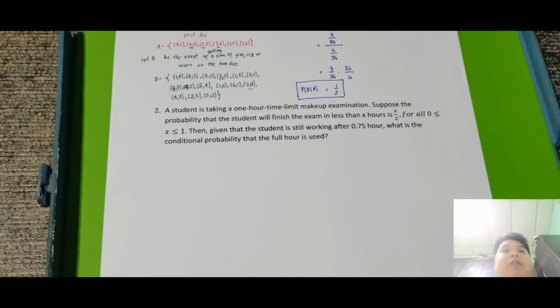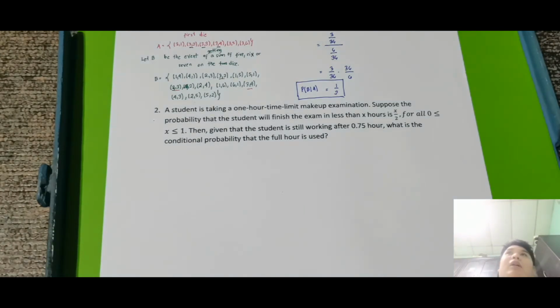Okay, so ngayon again meron lang siyang 1-hour time limit makeup examination. So within 1 hour lang niya dapat tapusin yung exam. Okay, suppose that the probability that Naldo or that the student will finish the exam in less than X hours is X over 2. Again, less than X hours is X over 2, for all X between 0 and 1, so meaning dyan lang nagre-range yung ating probability. So sir, paano yun sir? So sir, paano malaman ko ano yung X?